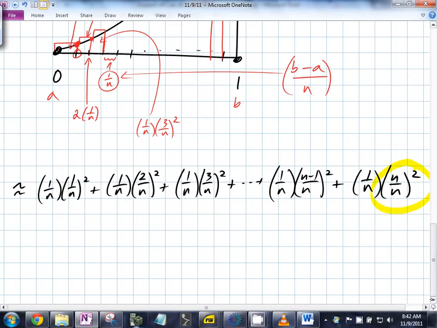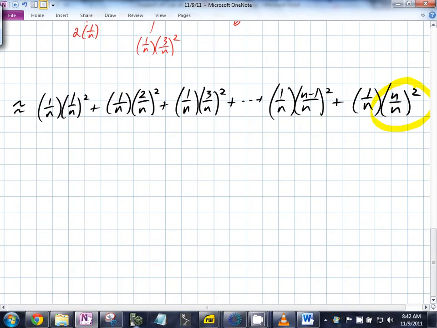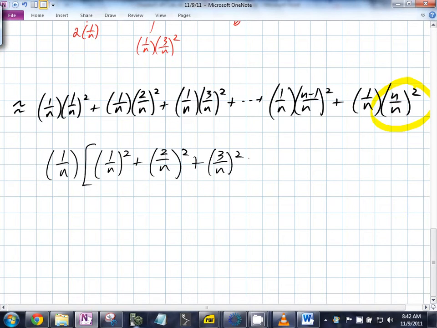What can we factor out of this? What's the easiest thing we can factor out? Yeah, so you have 1 over n times 1 over n squared plus 2 over n squared plus 3 over n squared, and so on, plus n minus 1 over n squared, plus n over n squared. Are we okay with that so far?